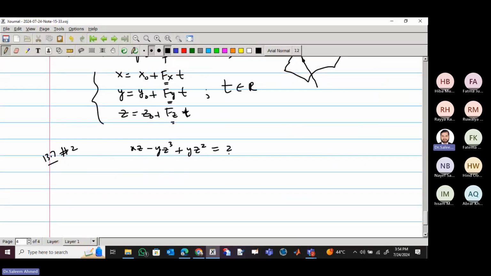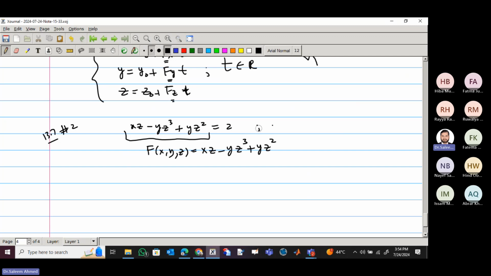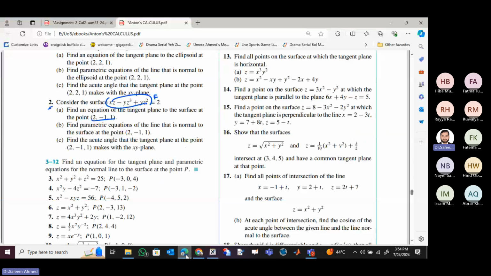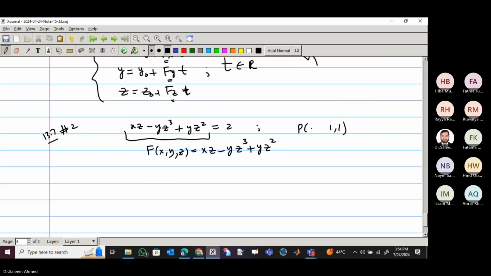On the right side, if it is a constant, then it's okay. No need to bring it to the left. You can just call the left side F(x, y, z), which is xz minus yz cube plus yz square. This is my F. And then what is the point that is given to me? They gave me the point (2, minus 1, 1). So now what I need, first of all, I need fx.